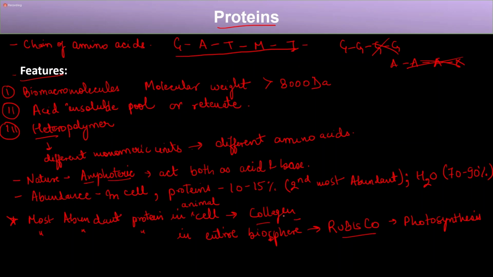Okay, so these are the basic features of proteins. Now let's talk about the difference between a protein and a polypeptide. What I said is that a protein is a chain of amino acids. If someone asks you what a polypeptide is, the answer will be the same.